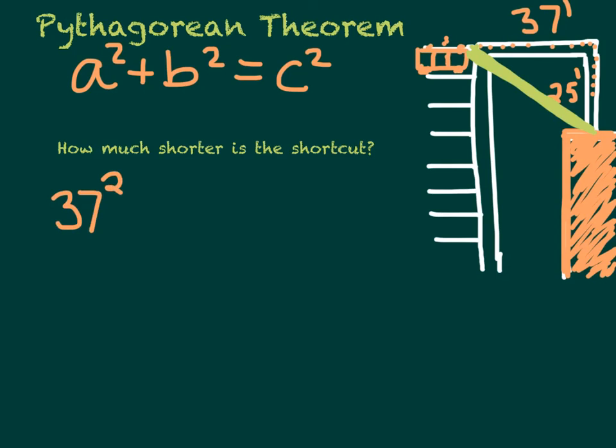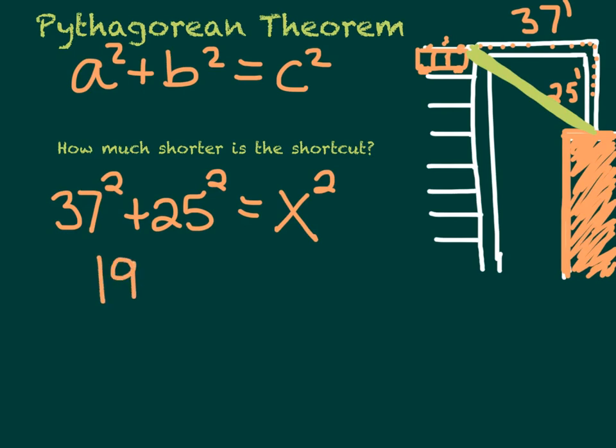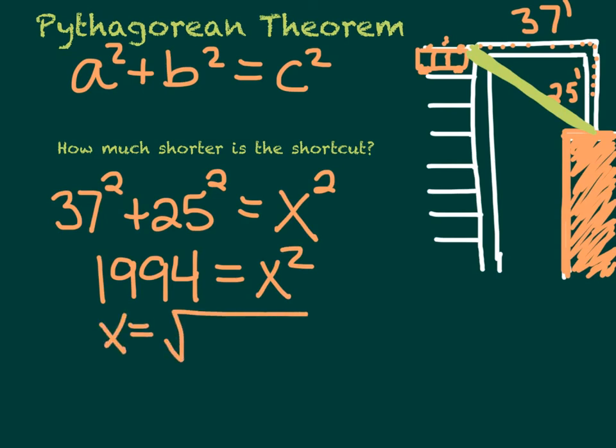37 squared plus 25 squared equals x squared. All right, so let's figure out what x is. 37 squared plus 25 squared is 1,994, which means x is the square root of 1,994. It would be plus or minus, except for, once again, I'm not walking back in time, so we're just going to go with the positive.